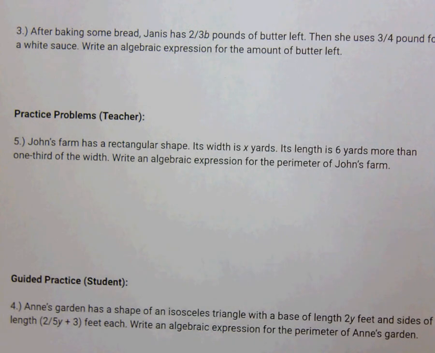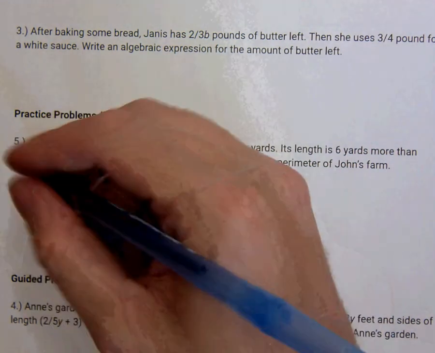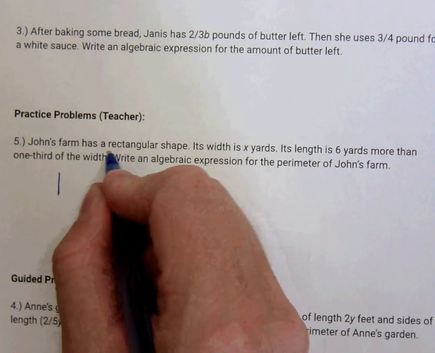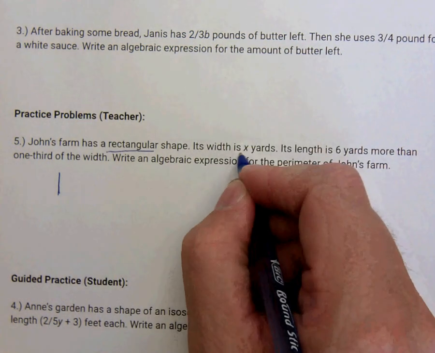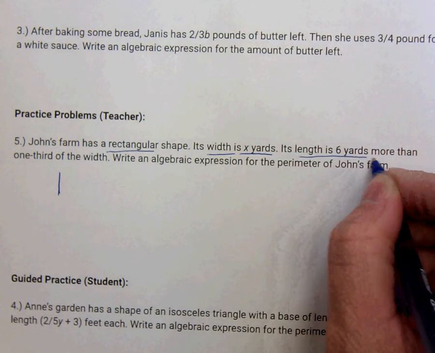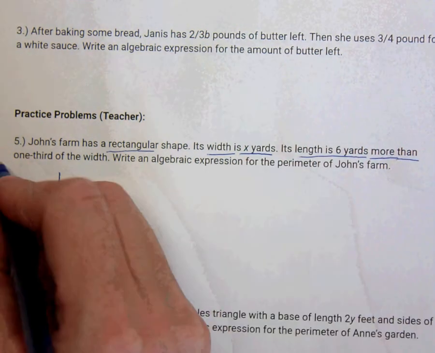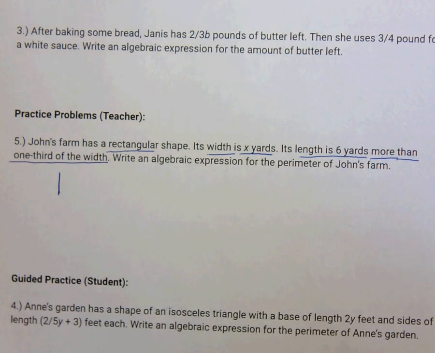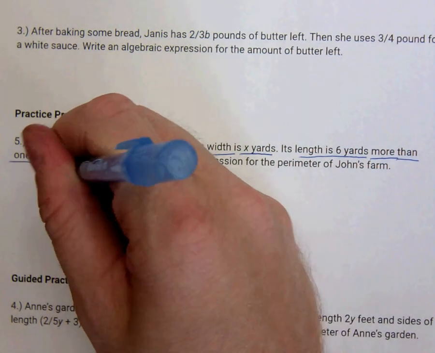Alright, so John's farm has a rectangular shape. Its width is x yards, its length is 6 yards more than 1/3 of the width. Alright, that is wordy. So here's how we're going to do this. John's farm is a rectangular shape. Its width is x yards. Length is 6 yards more than 1/3 of the width. Everything is important there.